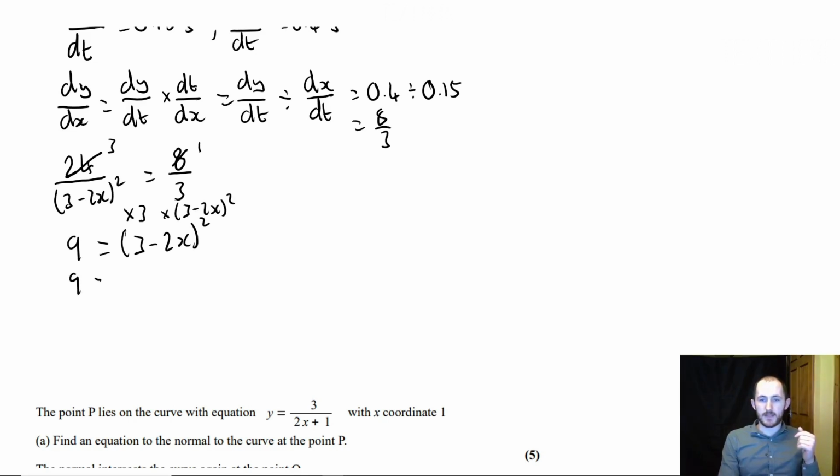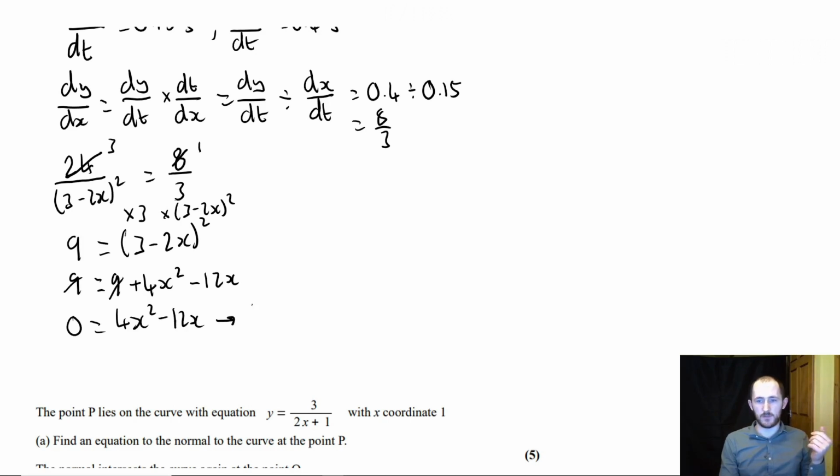Expanding the brackets on the right hand side will give us 9 plus 4x squared, and then minus 6x, which is minus 12x. You might notice that the 9s will cancel out, so we have 0 equals 4x squared minus 12x. The cool thing about this is that we can just factorize this and solve it. We don't need to use the quadratic formula or anything. We have 4x times (x minus 3) equals 0. So x is either equal to 0 or x is equal to positive 3.